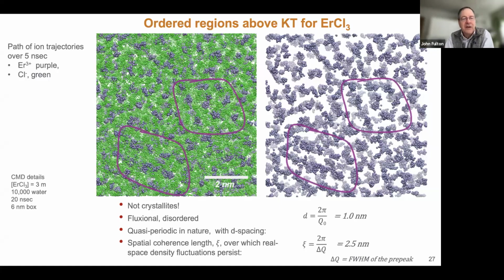I have to be very careful in defining what these are and what they are not. So to be very clear, these are not crystallites in solution. They're fluxional, they're disordered, they're quasi-periodic in nature. They have d-spacing, in this case, of about 1 nanometer. And you can also talk about things like spatial coherence length, which is about 2.5 nanometers, which is derived again from the full width at half max of the pre-peak.